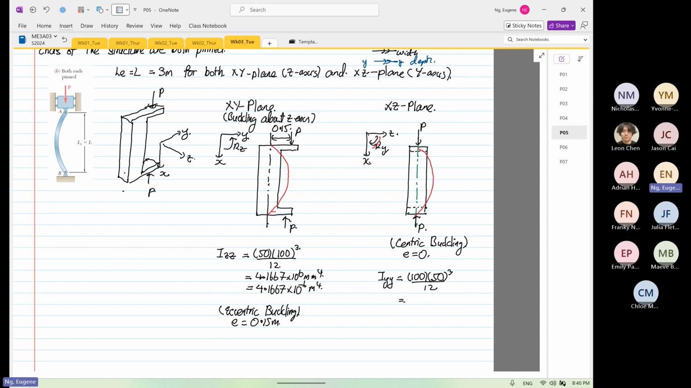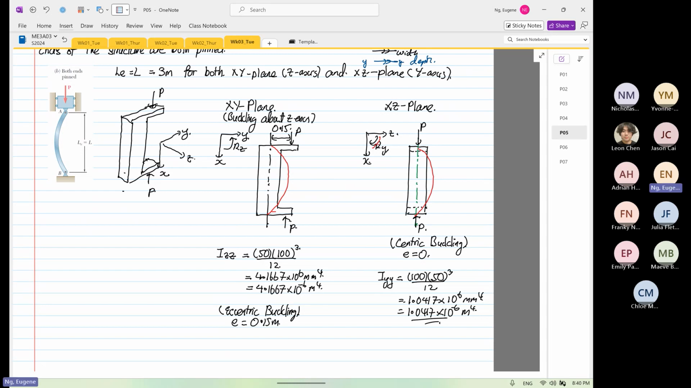So it's equal to 1.0417 times 10 to the power 6 millimeter 4. And this is equal to 1.0417 times 10 to the power 6 meter 4. Okay.